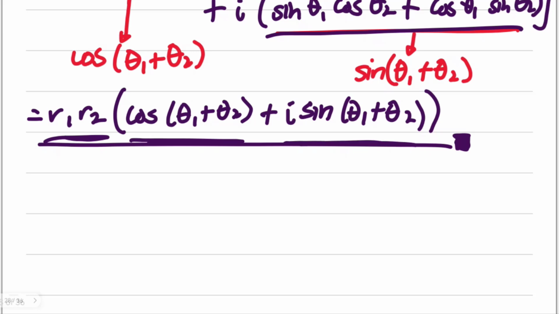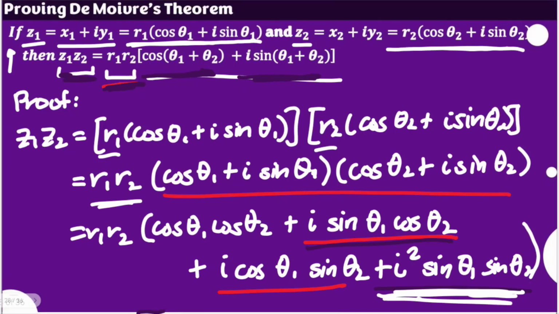So we have shown that this identity is true, and we'll be using the same concept as we multiply n number of complex numbers. So we're going to use this concept as we prove the general form of the De Moivre theorem later on.